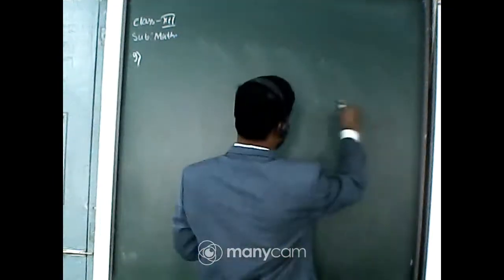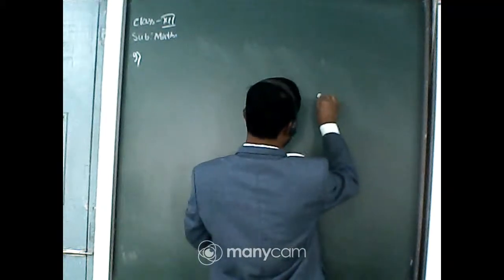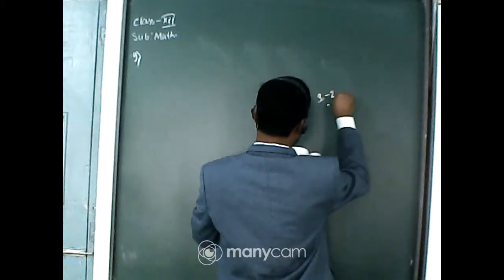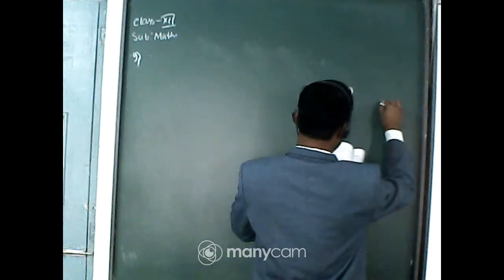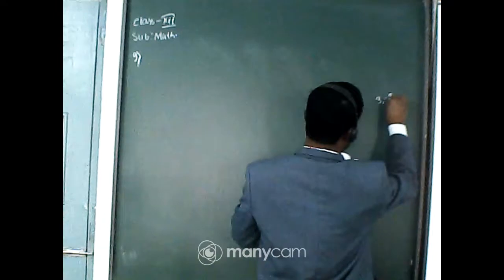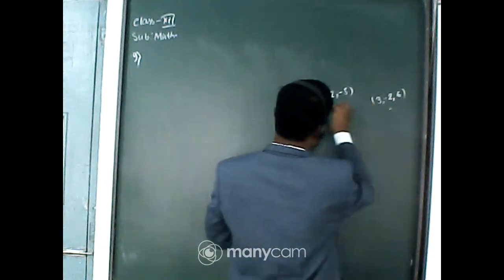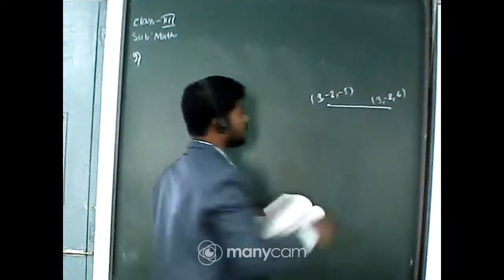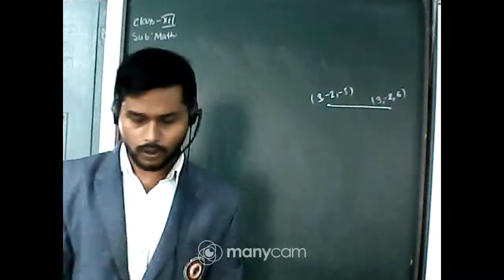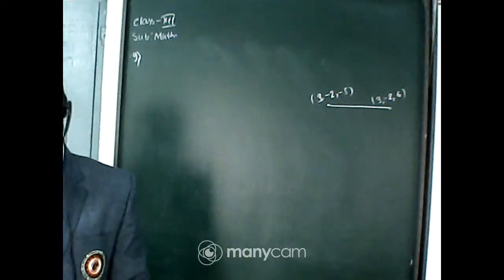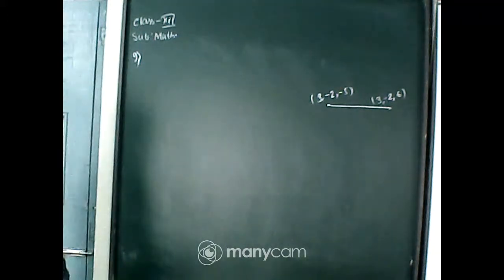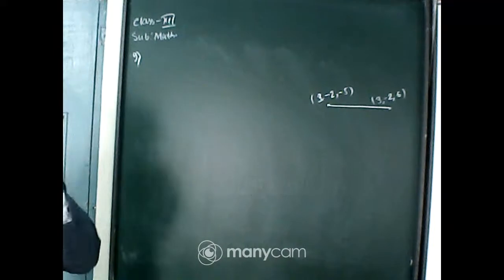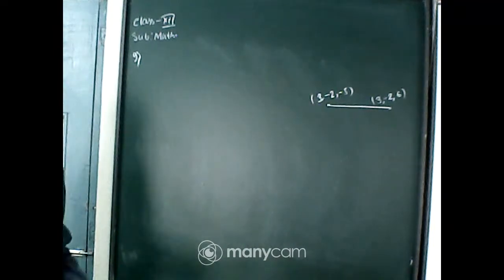Let there be one point whose coordinates are 3 comma minus 2 comma minus 5, and another point whose coordinates are 3 comma minus 2 comma 6. So we have to find the equation of the line joining these 2 points in vector form and in Cartesian form. Okay, vector form and Cartesian form also. So first we'll calculate the Cartesian equation of the line, and then we'll do the vector form of the line.